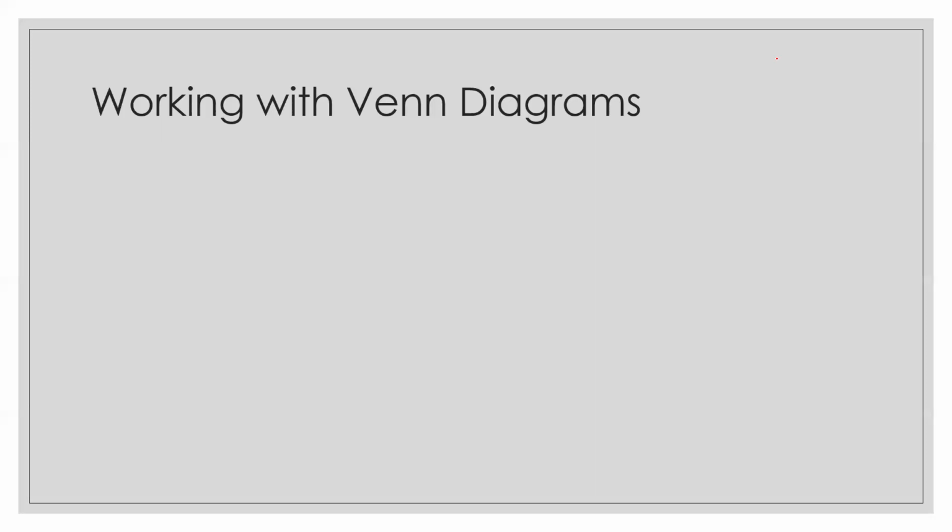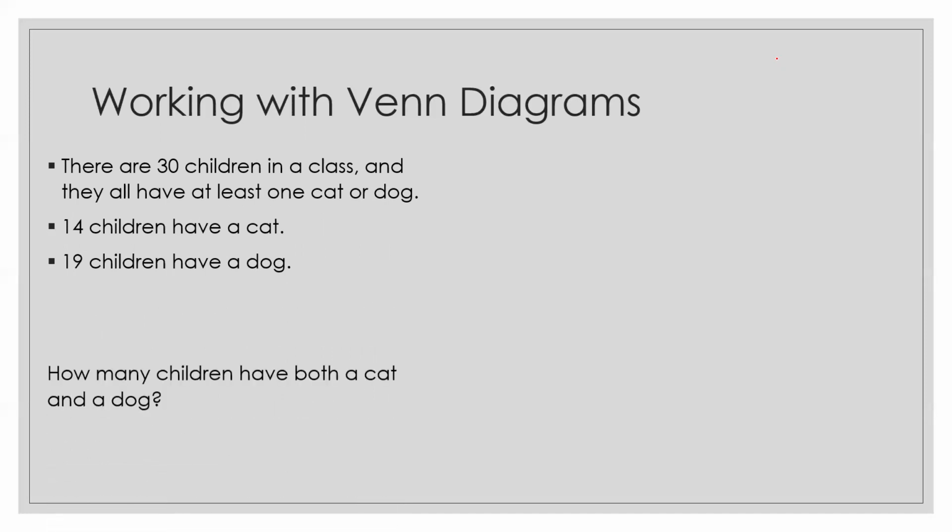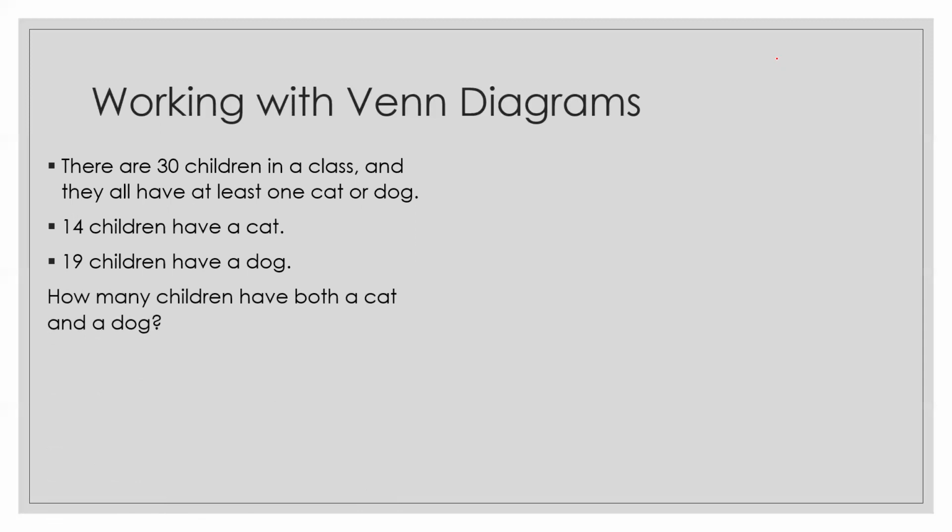Okay, let's try another one. You probably see examples like this one. There are 30 children in a class. They all have at least a cat or a dog at home. When we ask, how many of you have a cat? 14 kids said they have a cat. 19 kids said they have a dog. How many children have both a cat and a dog? Pause, create a Venn diagram, and think about it.